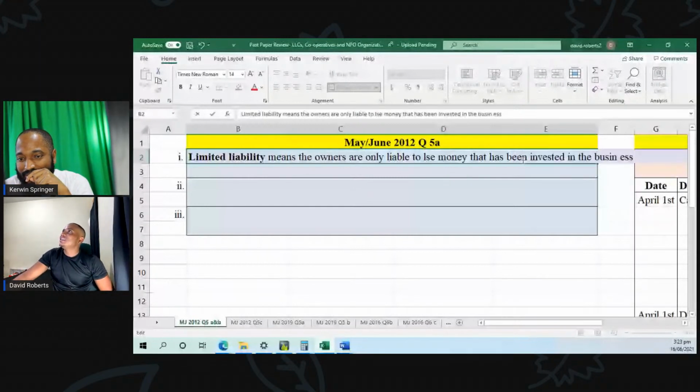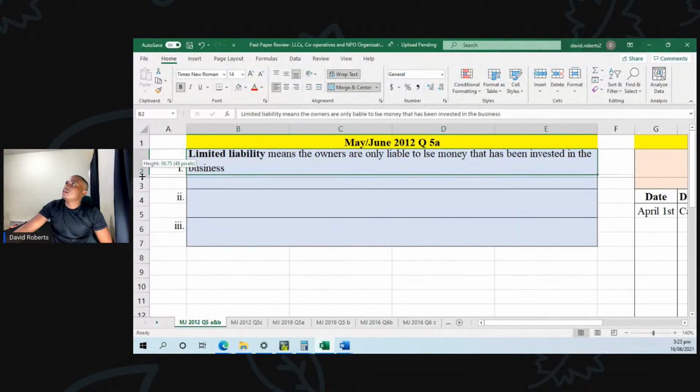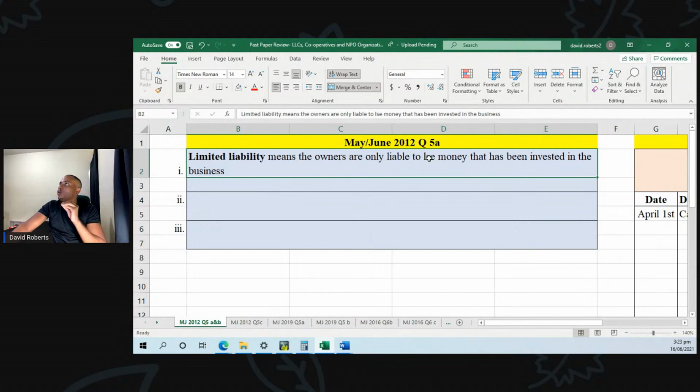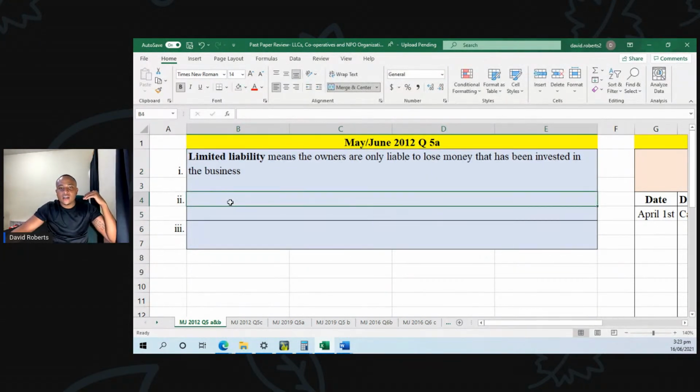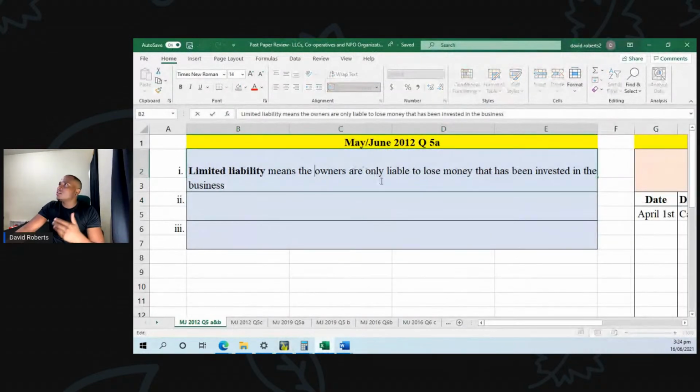So we started off with the limited liability company. It is when the owners are only liable to lose money that is invested into the business. So they cannot lose any personal assets, which is a beautiful thing as an investor, right? And the opposite is, of course, unlimited liability, where you could lose your personal assets. So, starting from the top because of the technical difficulties, the question is: in one sentence, explain the owner of a corporation benefits from limited liability. What is limited liability? It is where the owners are only liable to lose money that has been invested into the business. That's what limited liability means.